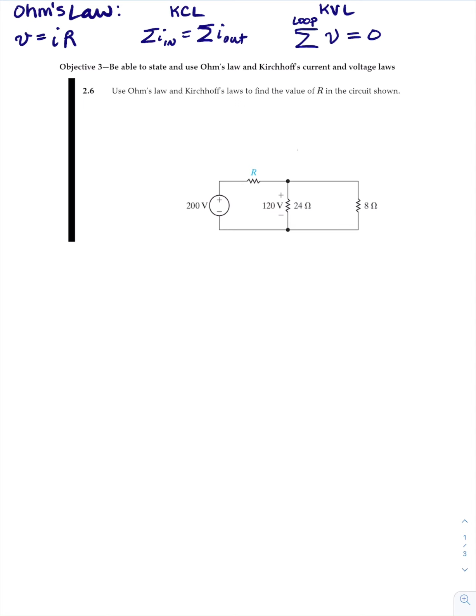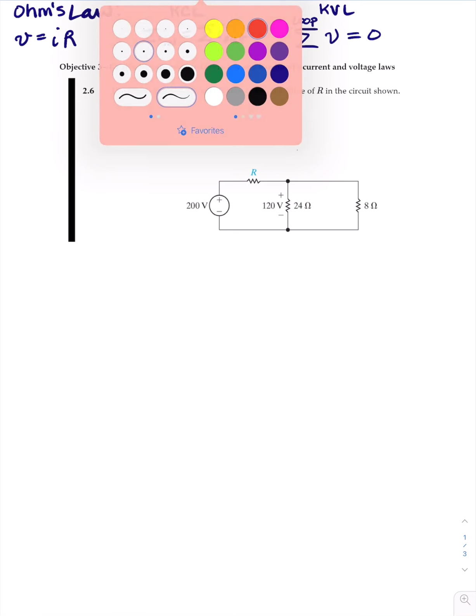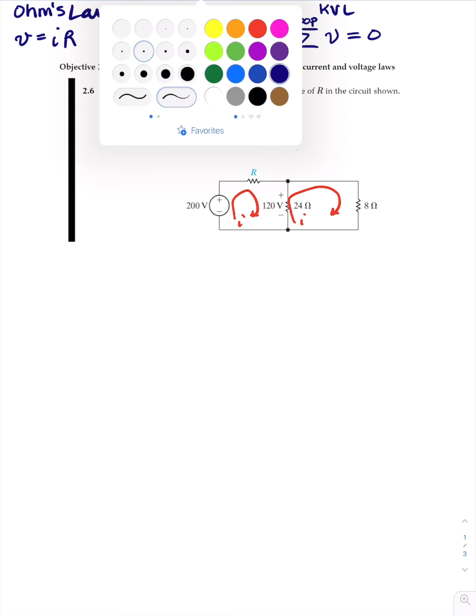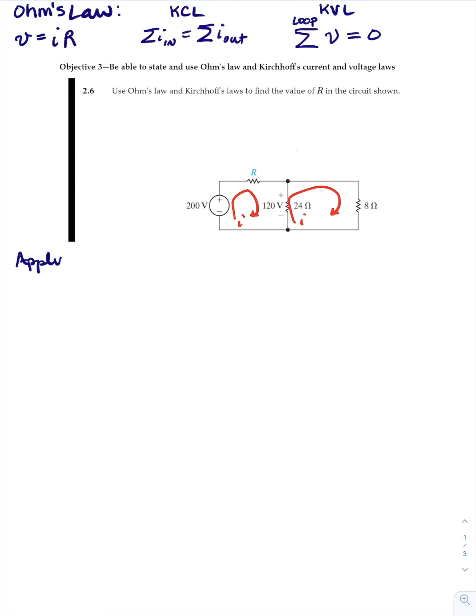Okay. In this problem, we have the circuit shown here, and it says use Ohm's law and Kirchhoff's laws to find the value of R. So we want to find the value of that resistor. All right, let's start by applying Kirchhoff's voltage law. So we have two loops. And let's apply KVL at loop 1.